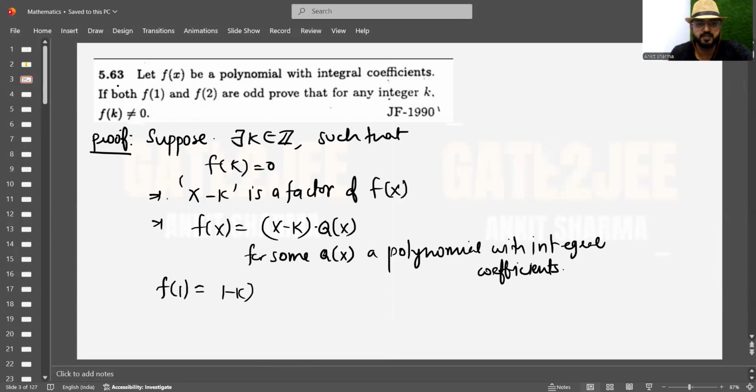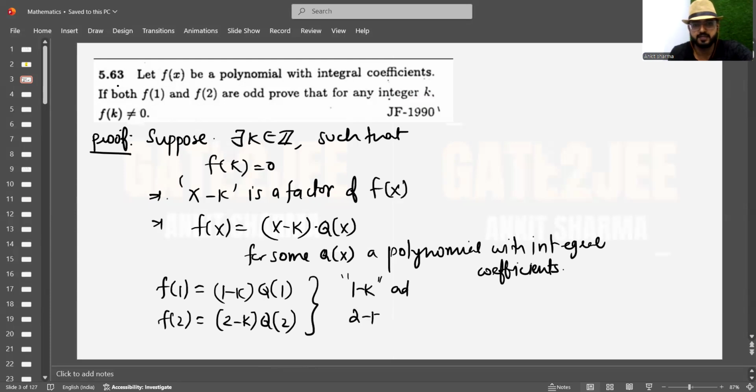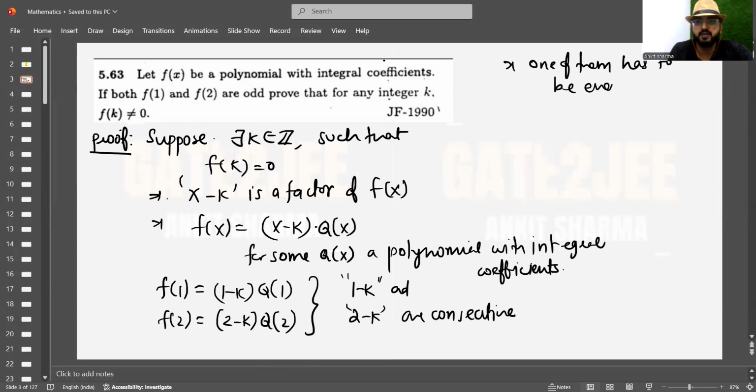And now if you see here, f of 1, so I'll put x is equal to 1, I get 1 minus k into q of 1. And if I put 2, I get 2 minus k into q of 2. And now from these two, we come to know that 1 minus k and 2 minus k are consecutive. So this implies one of them has to be even.